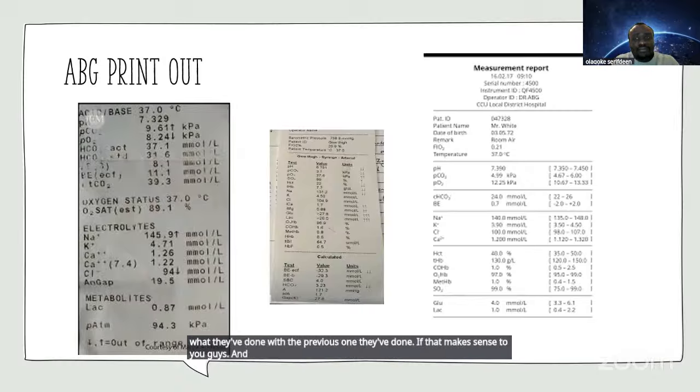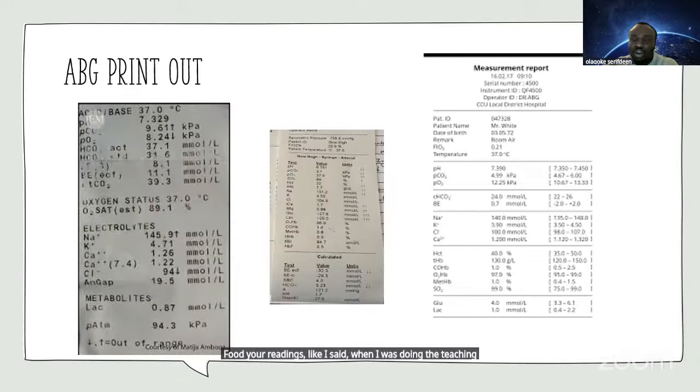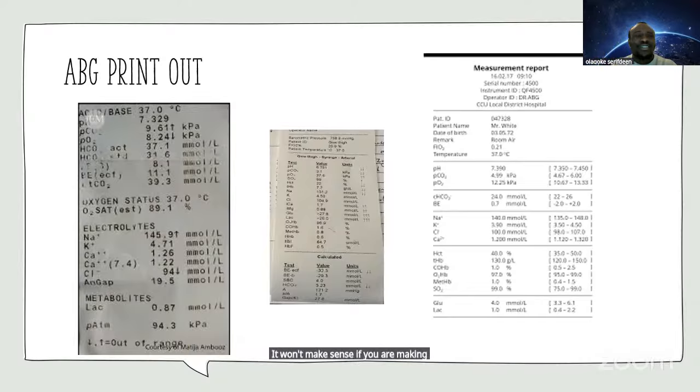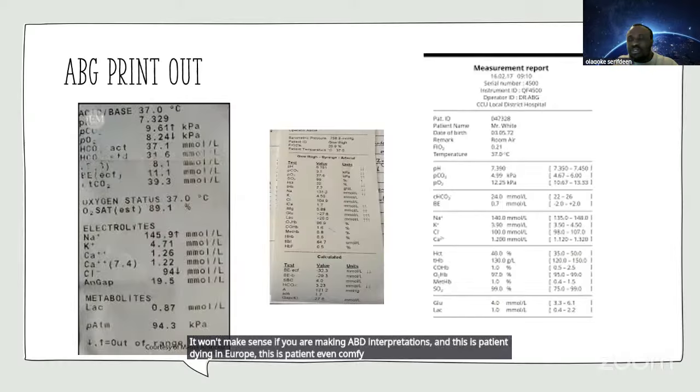And again, aside from that, put your readings in context, like I said when I was doing the teaching on blood. Every reading, every scan, every blood, every test you're asking a patient to do, every test must be put in the context of your patient. It won't make sense if you are making ABG interpretations and this is a patient dying, or even a patient comfy, and you are just doing your paper reading and not relating that particular thing to your patient care. It won't make sense at all.